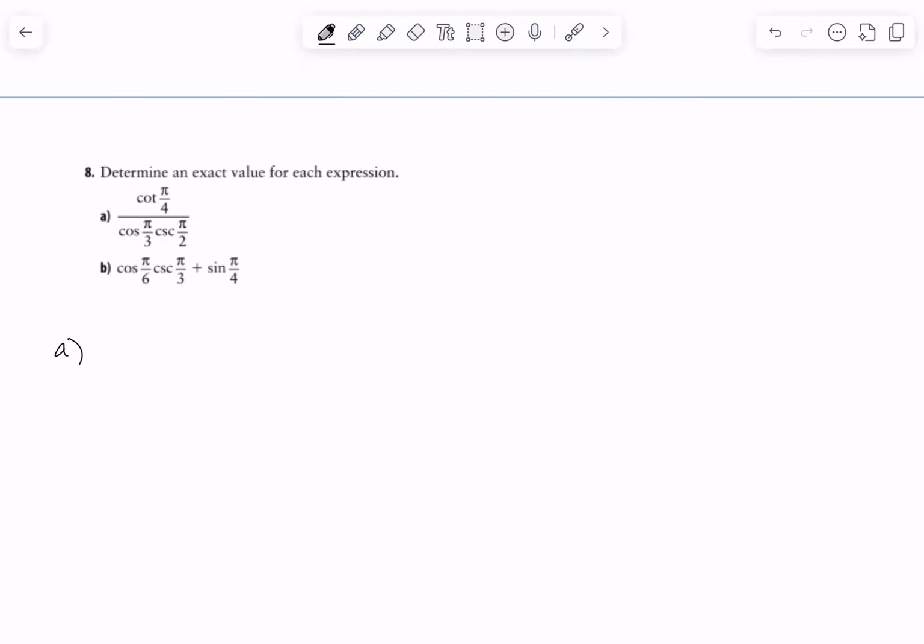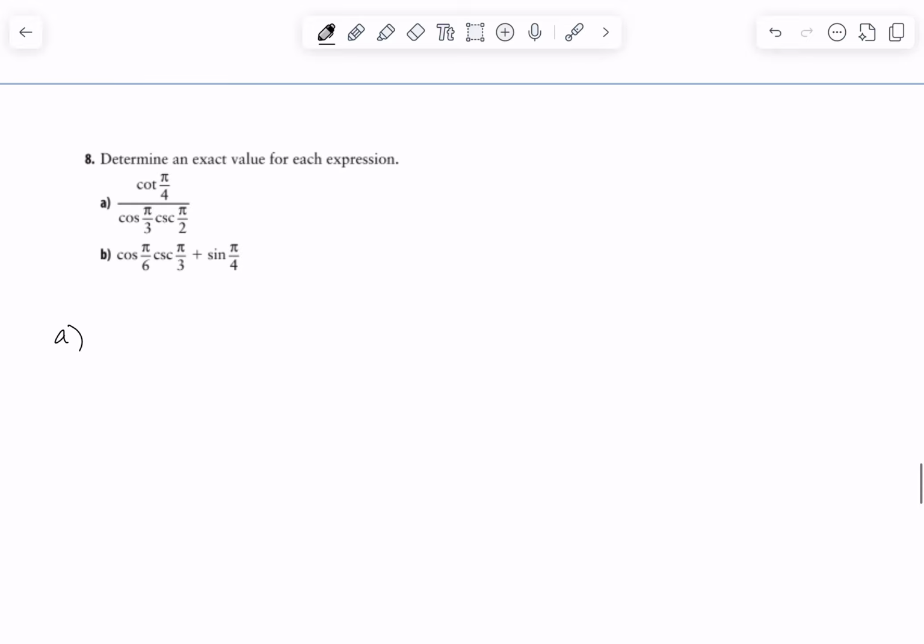Okay, so this is number 8 from your review. Essentially this is just going to give us two different expressions here. I'm going to do them in two separate videos because sometimes these can get a little bit big. But for 8a, we basically have the cotangent of pi by 4 multiplied by cos of pi by 3, divided by the cos of pi by 3 multiplied against the cosecant of pi by 2.